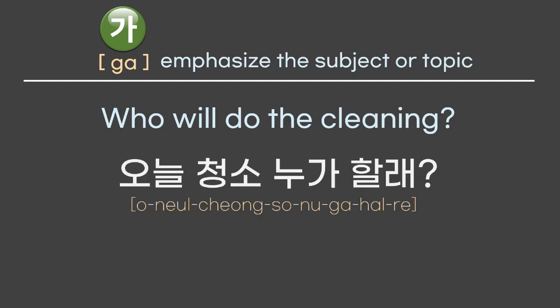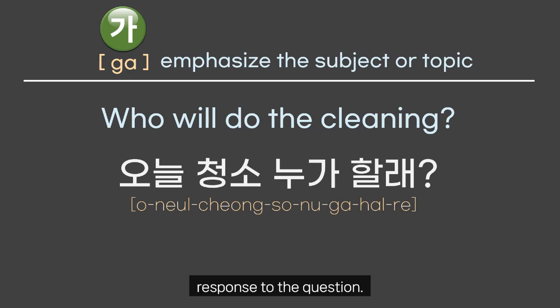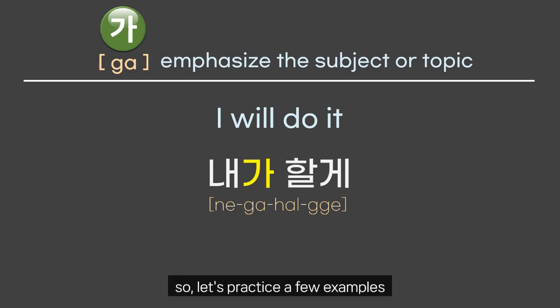Who will do the cleaning? 오늘 청소 누가 할래? In interrogative sentences like this, the marker ga is commonly used as a response to the question. I will do it. 내가 할게. So, let's practice a few examples.